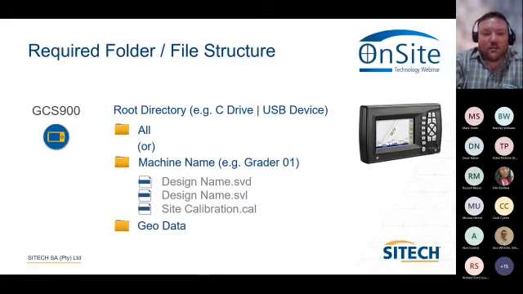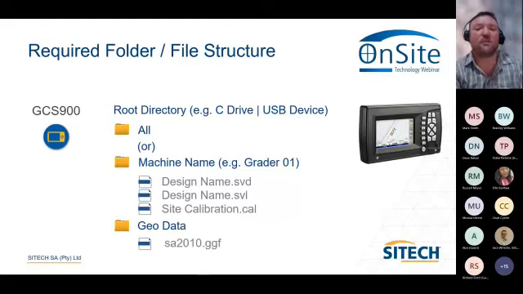Okay, and on the GCS 900, it will also create a geodata folder where your geoid will be located. So this is the GCS 900 folder structure, and this is how it needs to be. If it's not like this, your machine won't be able to read it.